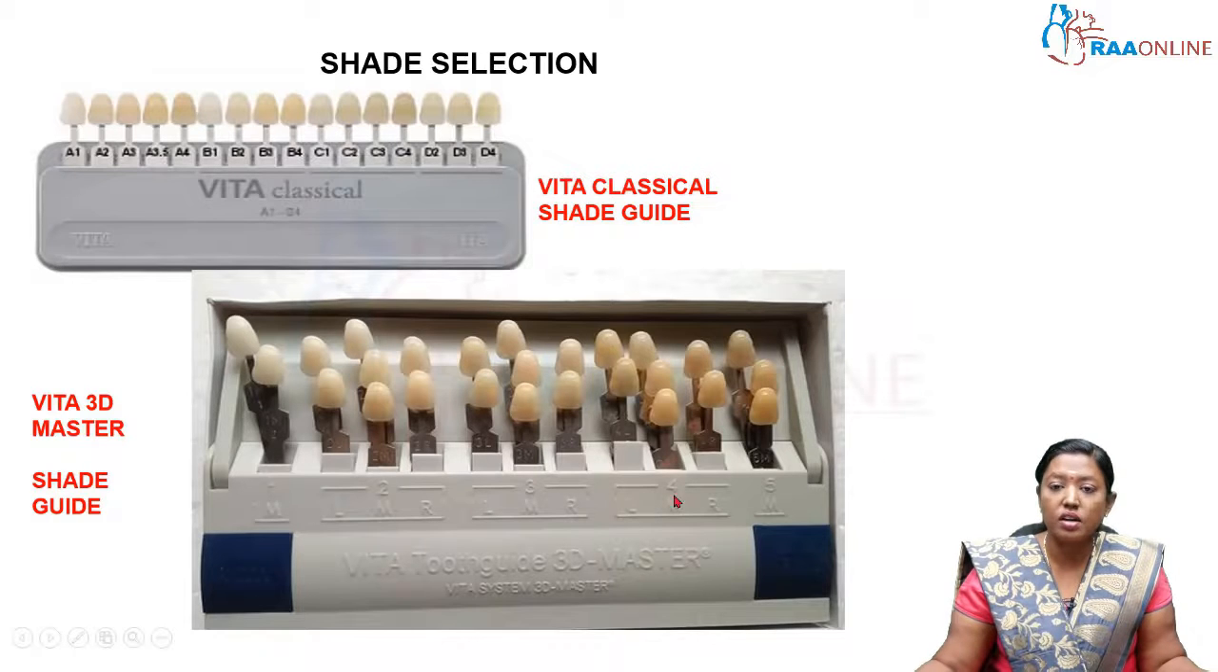If you see here, the shade tabs are arranged according to value. You can see numbers 1, 2, 3, 4 and 5 here. Number 1 indicates value 1, number 2 indicates value 2, number 3 indicates value 3, number 4 indicates value 4 and number 5 indicates value 5. Value 1 is the lightest shade and value 5 corresponds to the darker shades. Like this it is arranged according to value.